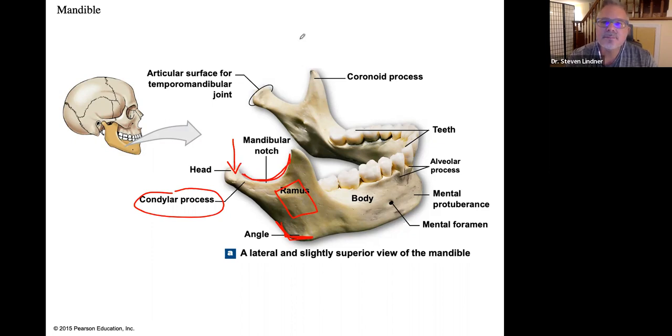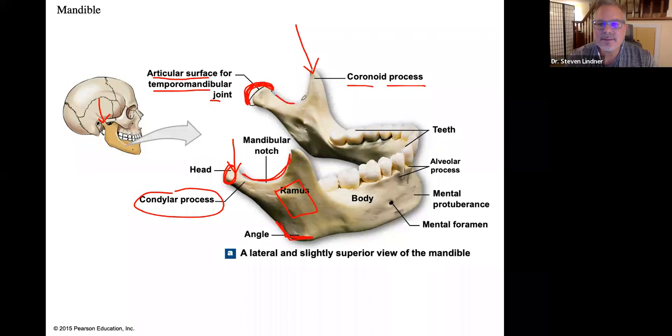And this portion right here is the coronoid process. Now this condylar process gives rise to this head of the mandible. And right at the head, this is that articulating surface for the TMJ. So the TMJ stands for temporomandibular joint. It's going to fit into that fossa right here, the mandibular fossa. Right? And that's how the jaw opens and closes, right at that TMJ joint.